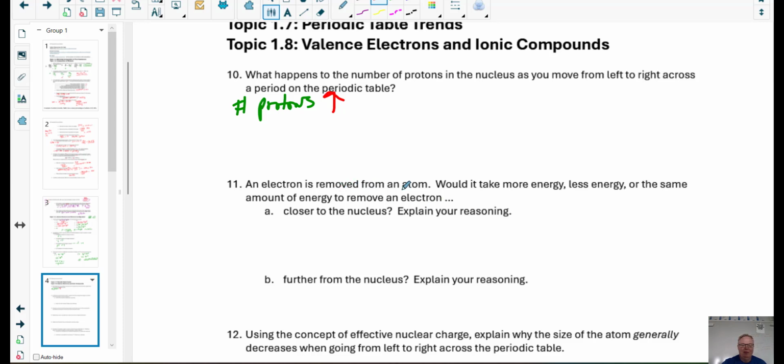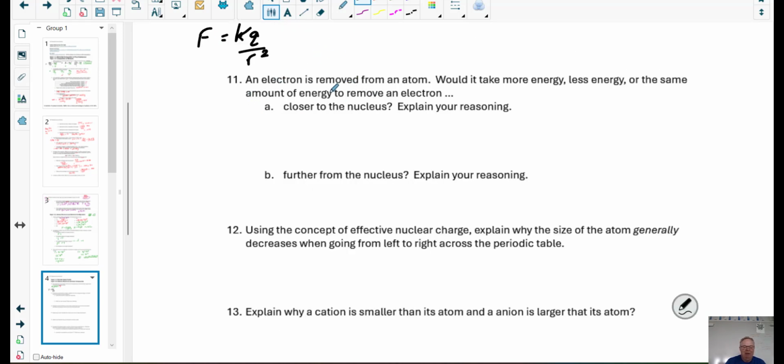So it says electrons removed from an atom, would it take more or less energy? So every time we're thinking about periodic table trends, what we really want to look at or think about is what's happening to Coulomb's law. So if it is closer to the nucleus, is it going to take more energy in order to remove it away? So in that case, once again, think in terms of Coulomb's law. Is it going to be harder to remove that electron? All right, so anytime we're thinking about these kind of things in terms of periodic table trends and different forces, always think in terms of Coulomb's law.